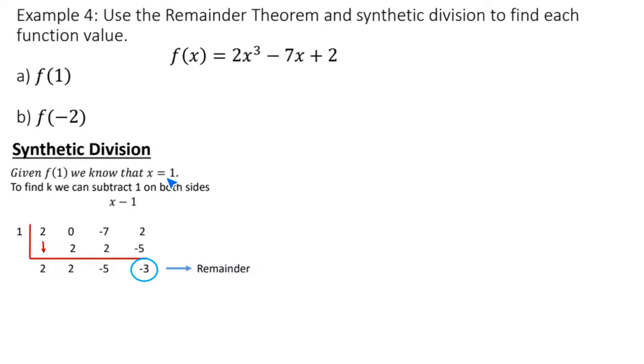And so if I write it in this form, we have x minus 1. I'm dividing by 1 here. And if I do all my work, then I can see that my remainder is -3. So that's one way to do it.